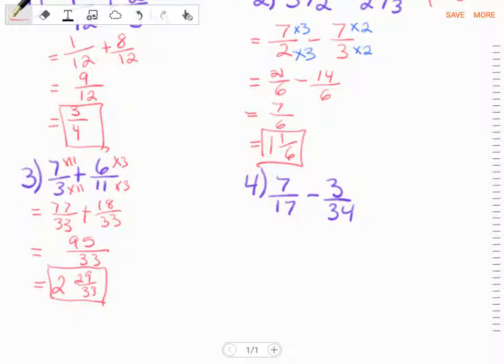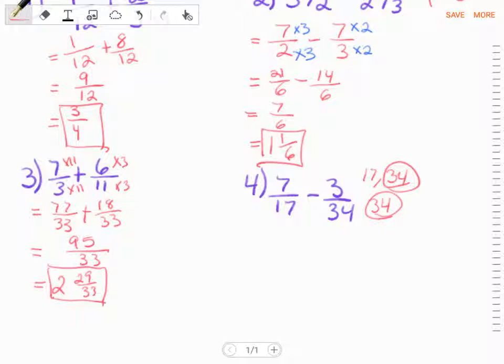I have 7 17ths minus 3 34ths. And so again, I have to find a common denominator. So guys, if you are having trouble seeing them, go ahead and list out your multiples. I'm going to list out multiples of 17. 17 plus 17 gives you 34. Oh, look how pretty that is. Our multiples of 34, we start off with 34, so we can make it that nice 34.